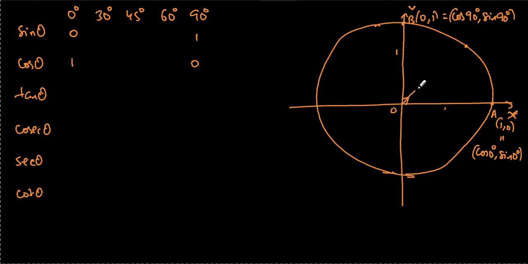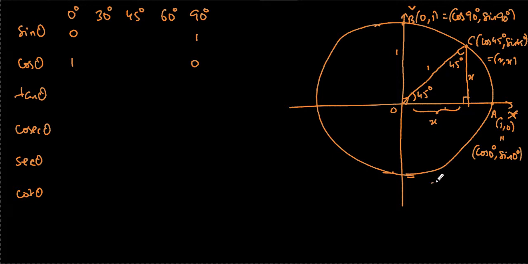Take a point C such that OC makes 45 degrees with the coordinate axis. Drop a perpendicular. This is 90, this is 45, so this will be 45. So we have an isosceles triangle. So if this is x, this is also x, this is 1. I can write this as cos 45 degrees, sin 45 degrees, or x comma x.